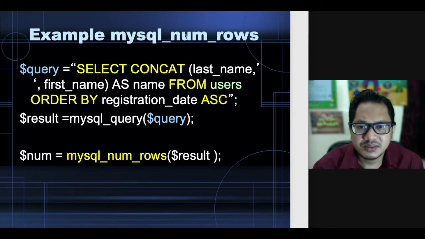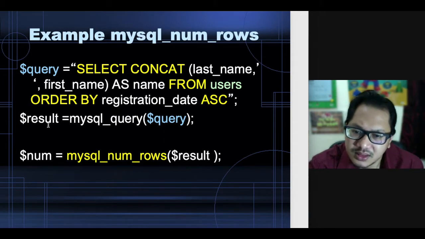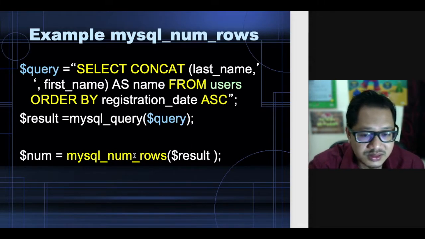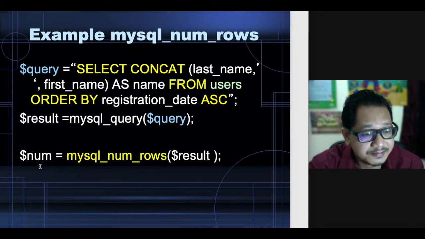Example, MySQL 6 rows. Select last name as name from user order by registration date. Then the result and MySQL num rows. It just shows how many rows are in the result, giving the total number of rows in this variable, 6.